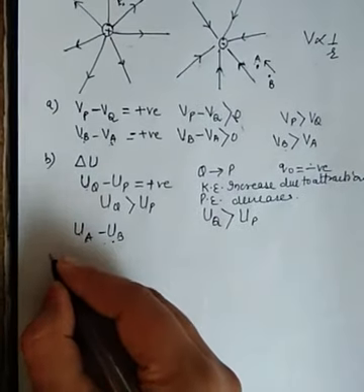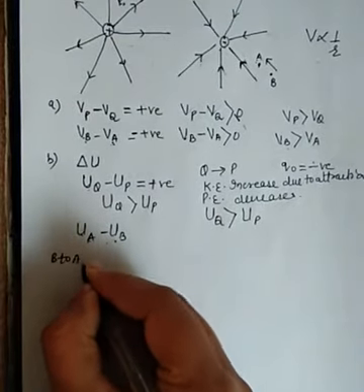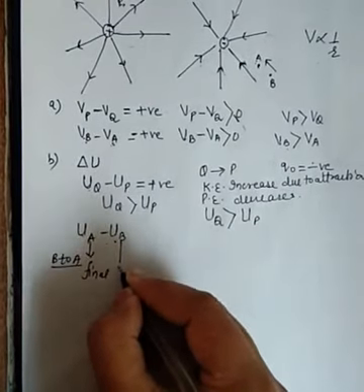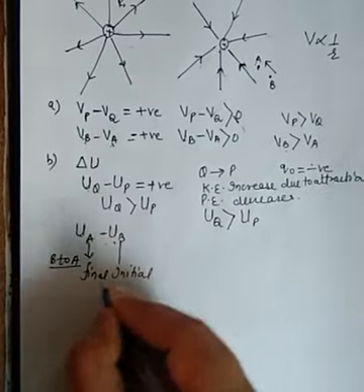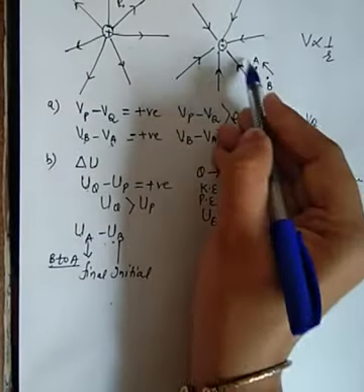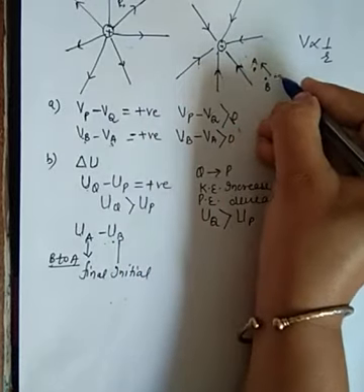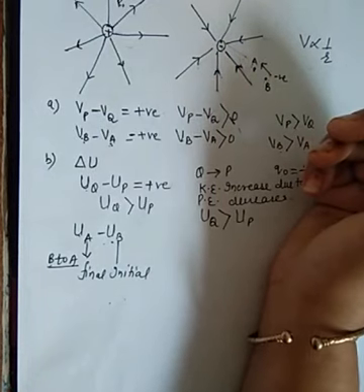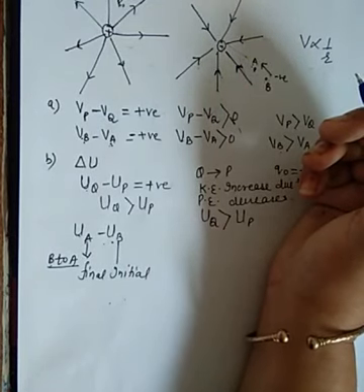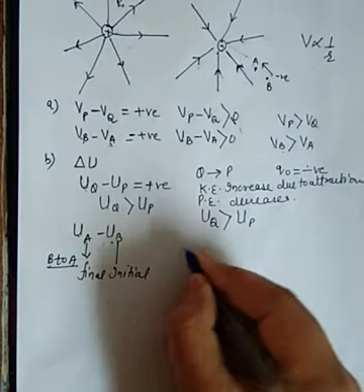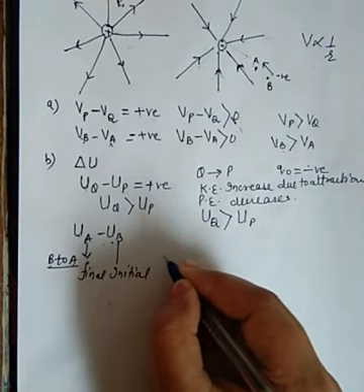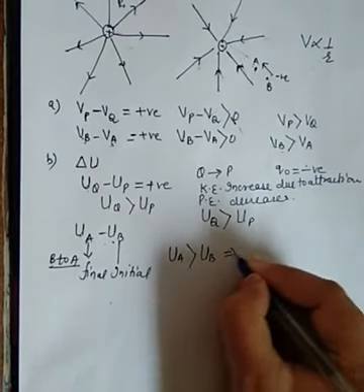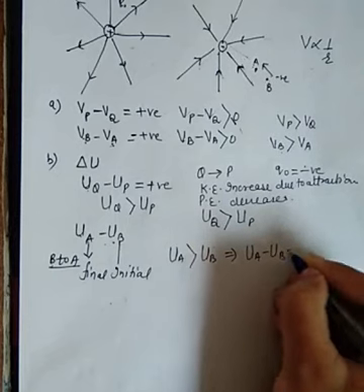UA minus UB means from B to A, because I have told you this one is our final position and this one is our initial. So when we are moving from B to A, the charge is negative, it will repel this charge. So due to repulsion, we have to do work. The work done is stored in the form of potential energy. So it will be positive. UA is greater than UB, so UA minus UB will be positive.